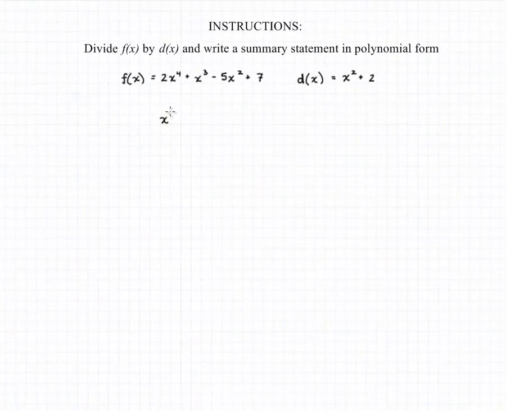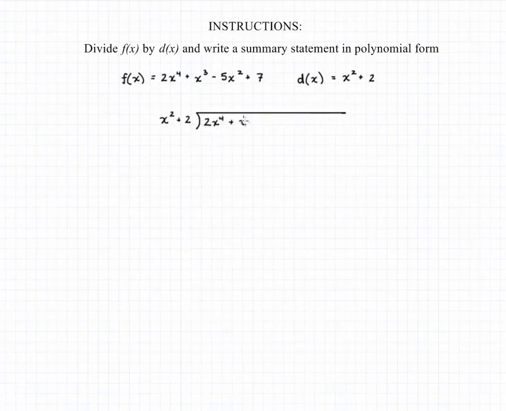To begin this particular polynomial long division, we need to make sure that when we're writing out f of x, we include the term 0x to the 1. Even though it isn't written explicitly in the function, we need to include it for the long division to keep the pattern and make everything work. Now, even though we have an x squared plus 2 and not just an x, we're going to follow the same rules as we normally do.